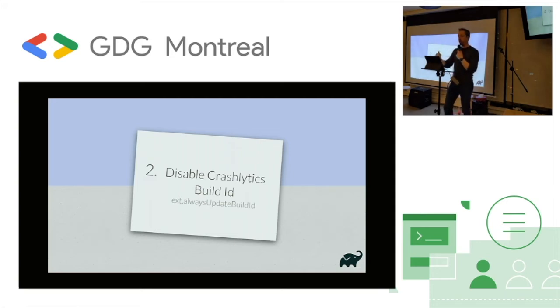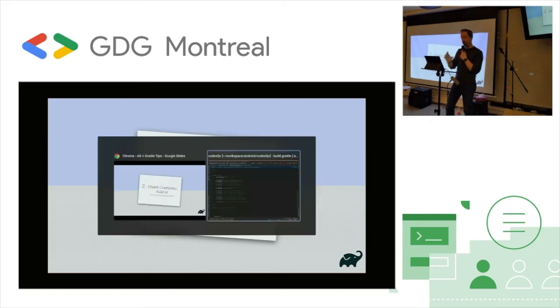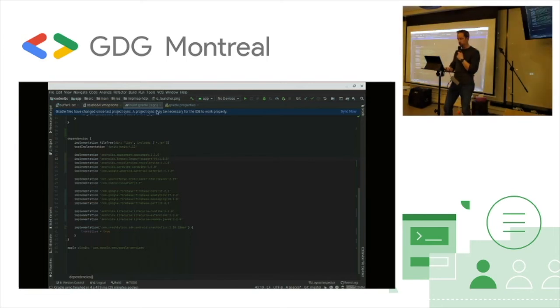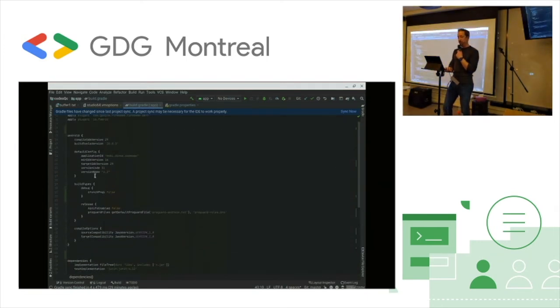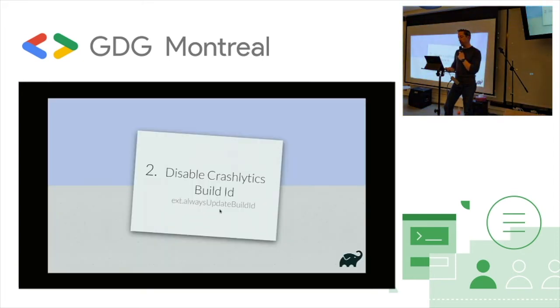So you can disable it basically in your Gradle, sorry, not in the dependency. I'm going to show the file. When you go in build type, debug, and then here where I have crunch PNGs, it's a bit small, but you can add a new line just to say disable the update build ID. So it's not going to generate a new build ID in debug.